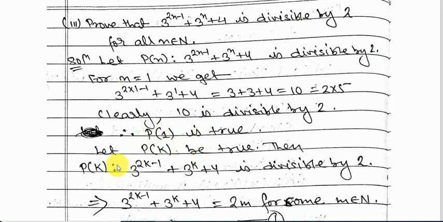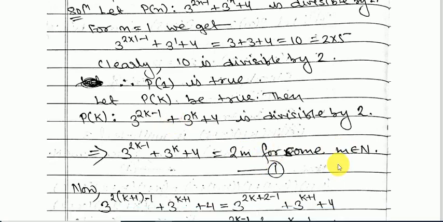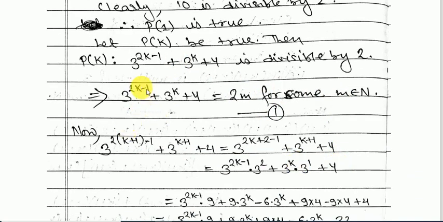Now we will assume that the statement is true for k. So once I say it's true for k, you copy the same thing, replace n by k. And once it is divisible by 2, that means what? This, whatever we have over here, this is 2 times something, because it is divisible by 2, where m is natural number. Now next step, you'll copy the same thing, but wherever you have got k, that will be replaced by k plus 1. So you got this.